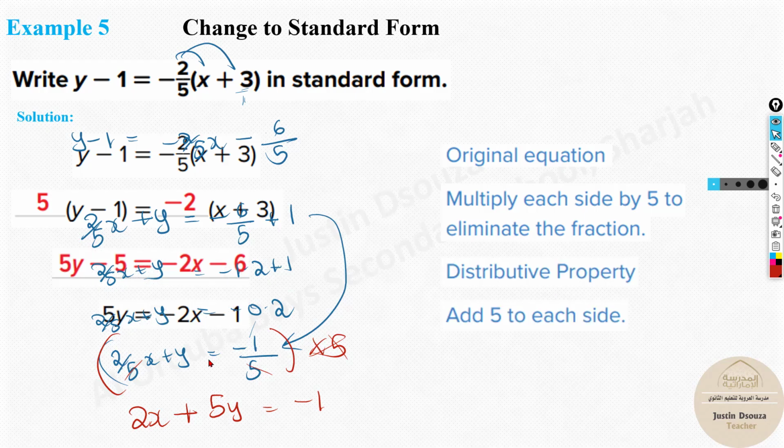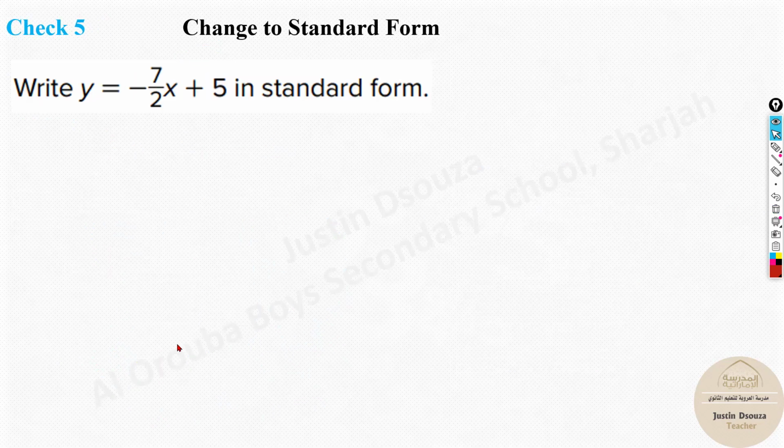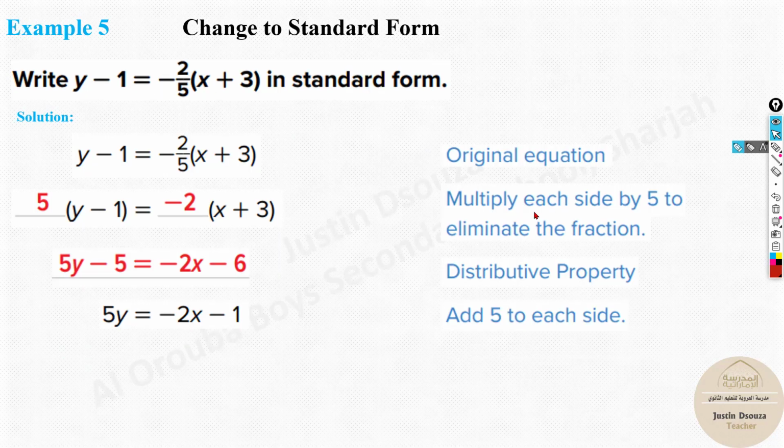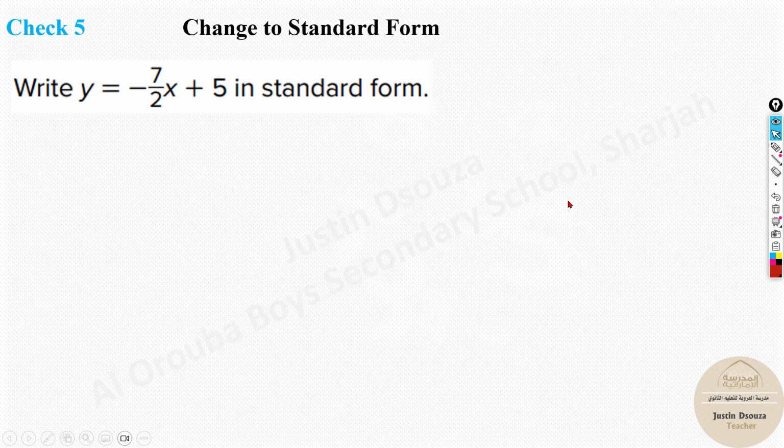All we did was multiply 5 throughout. See over here, multiply each side by 5. They have done it at the beginning and then simplified it, okay? Same thing. Let me solve this quickly. Okay, over here.